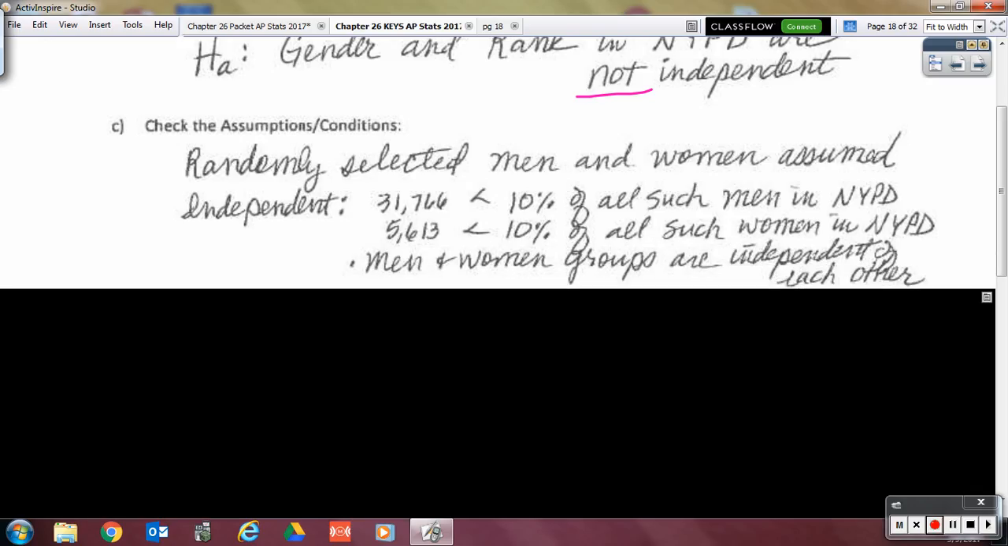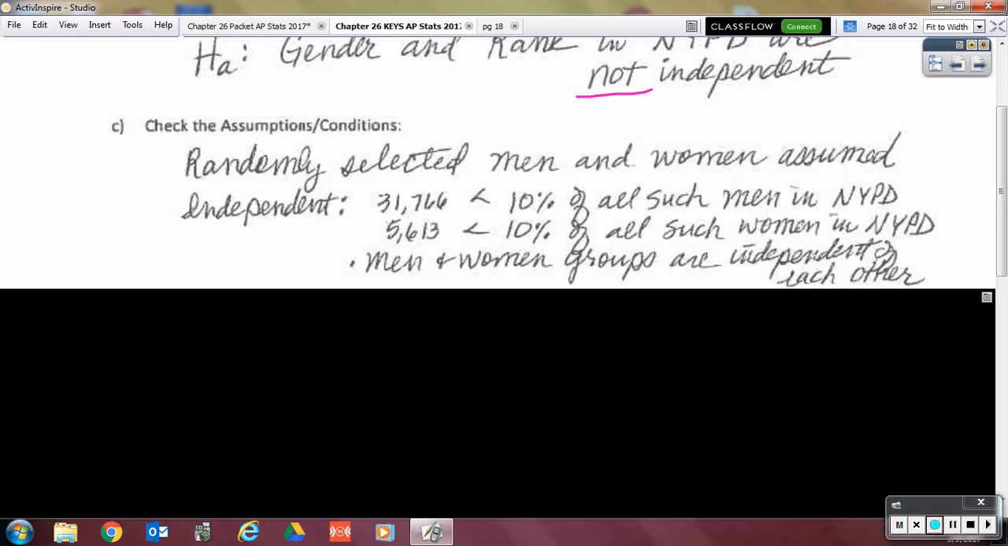They are independent of each other. While you're finishing writing that out, I had some good discussion in first period today. They said, well, am I supposed to write that the men and women groups are independent of each other? Because aren't I doing a test for independence? Okay, so I love that kind of question. That makes me go, man, I don't know. Let me think about that.